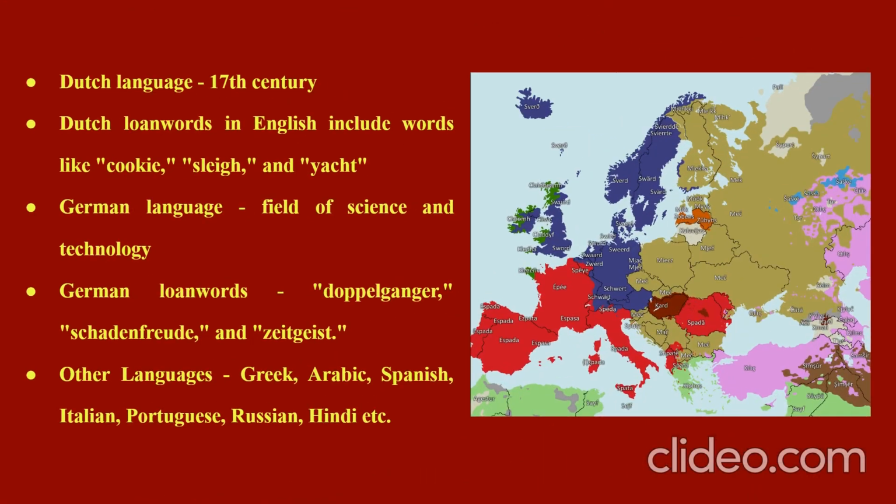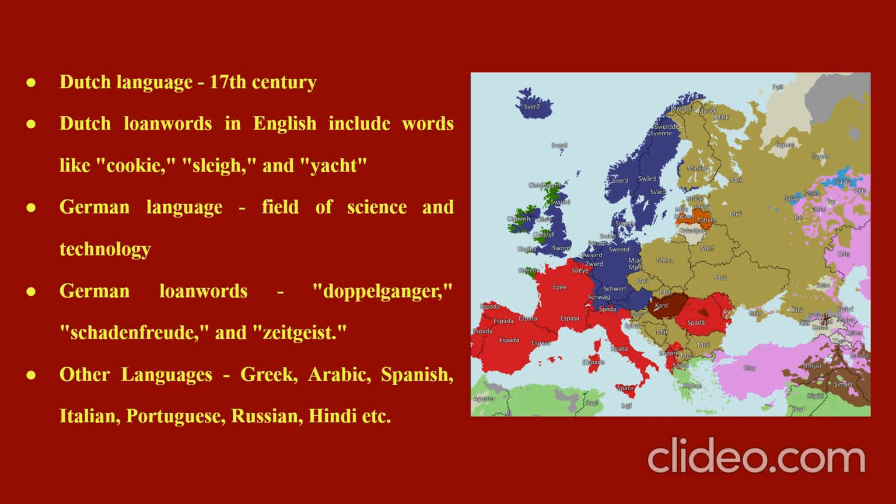The Dutch language has also influenced the English language, especially during the 17th century when the Netherlands was a powerful trading nation. Dutch loanwords in English include words like cookie, sleigh, and yacht.